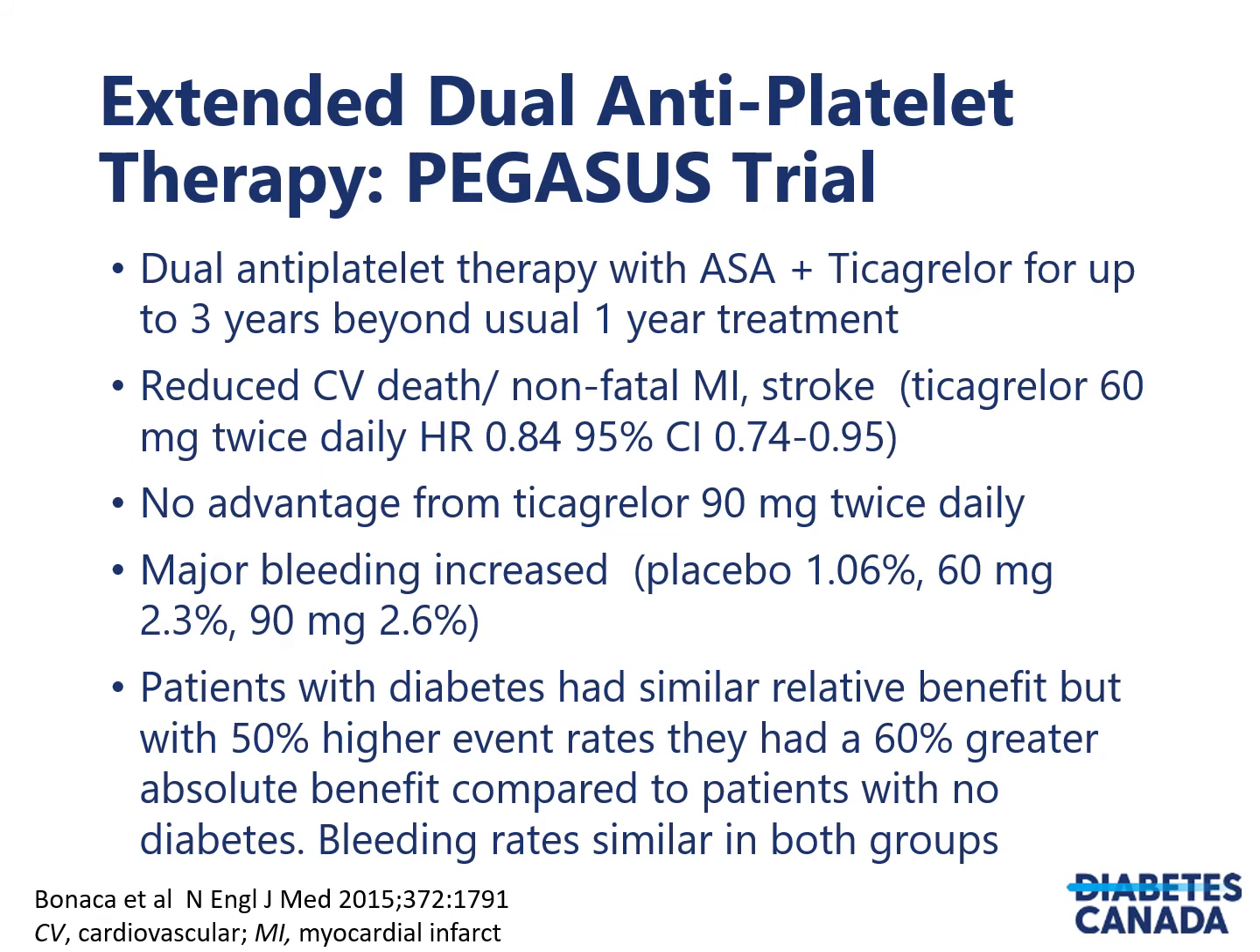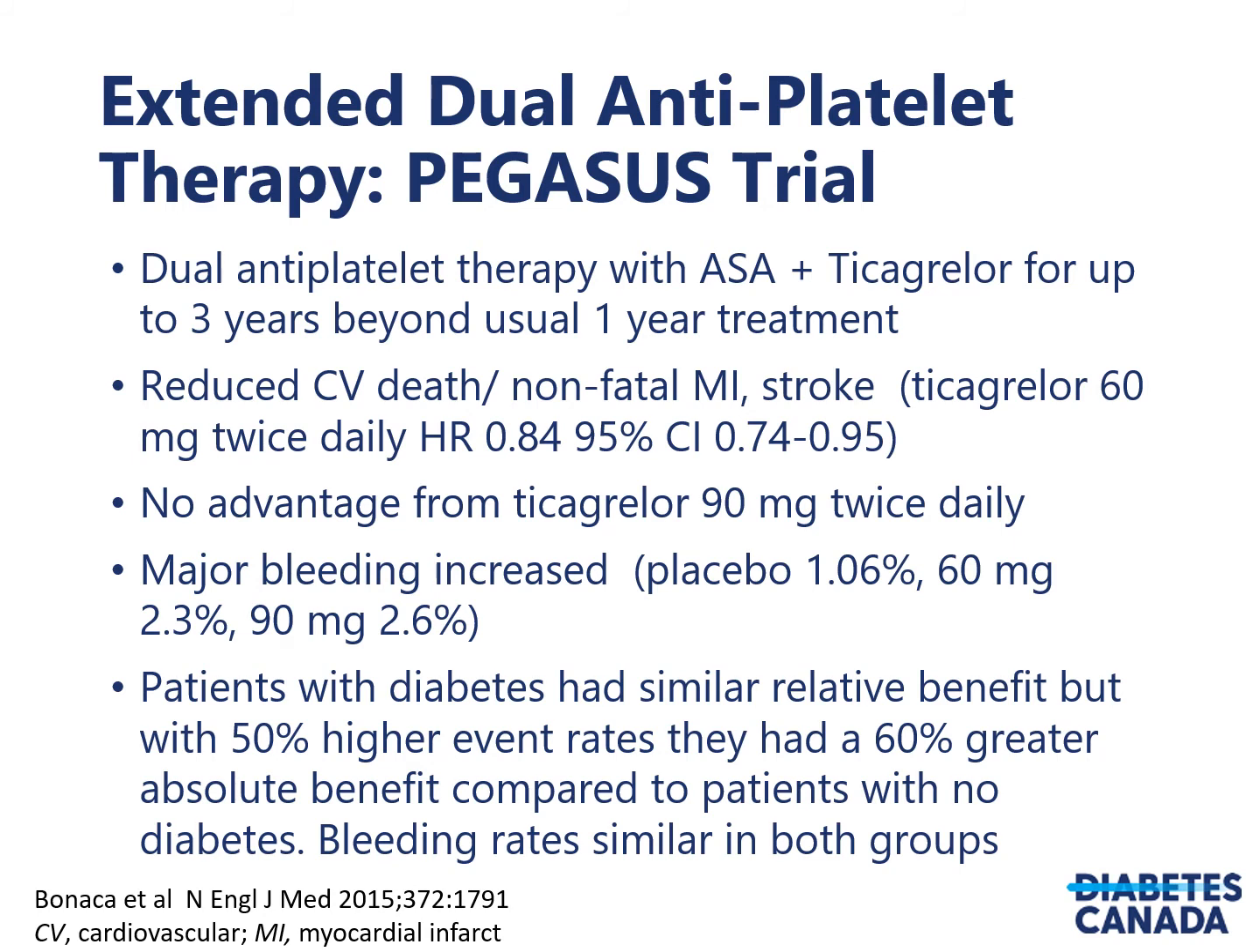So that answers the questions around dual antiplatelet therapy and which antiplatelets to select. However, another question is how long should one be on dual antiplatelet therapy for? The Pegasus study looked at dual antiplatelet therapy with aspirin and Ticagrelor for up to 3 years beyond the usual 1-year treatment. There was demonstrated reduction in cardiovascular death, non-fatal MI, and stroke with the Ticagrelor 60 mg twice daily dose with a hazard ratio of 0.84.